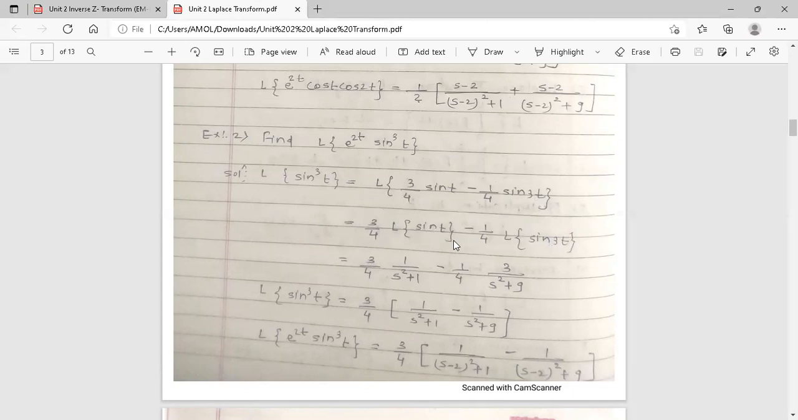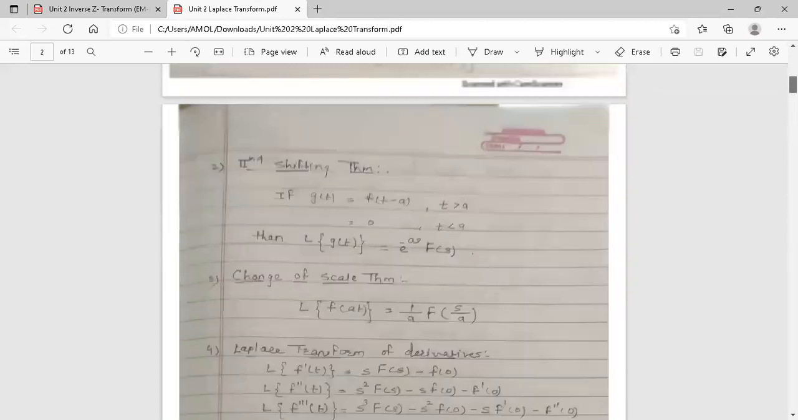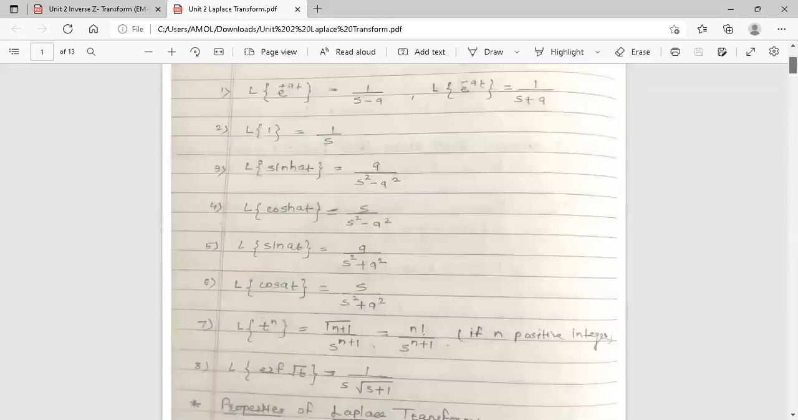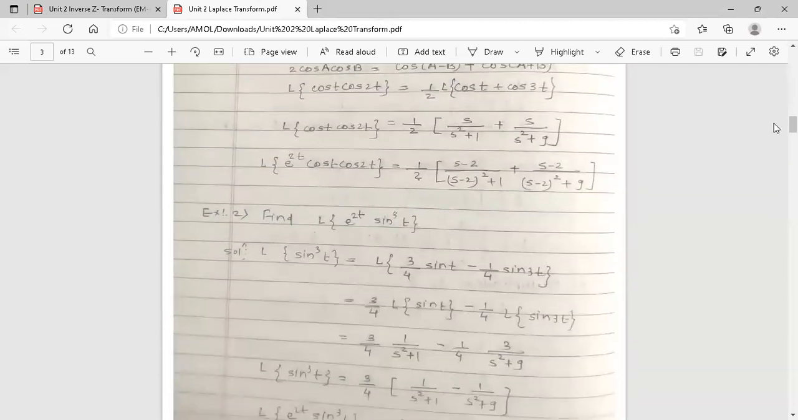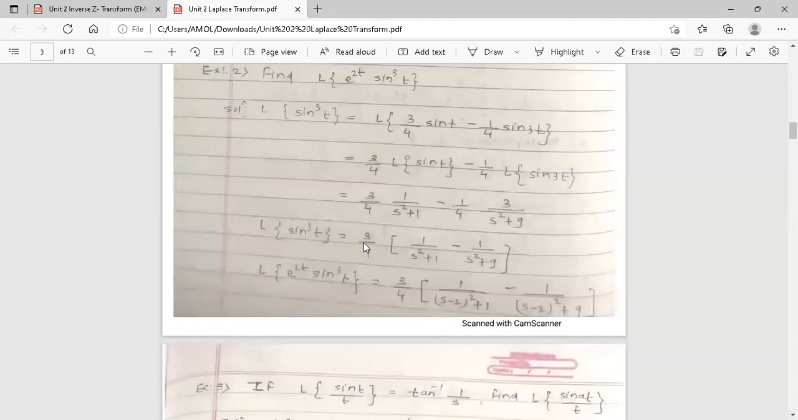Laplace of sine at is a upon s square plus a square, using the formula. A is the constant coefficient of the sine function. So we are using the same formula here. The constant coefficient with t is 1, so it is 1 upon s square plus 1, minus 1 by 4 Laplace of sine 3t. The value of a is 3, so it is 3 upon s square plus 9. So this is the Laplace transform of sine cube t.